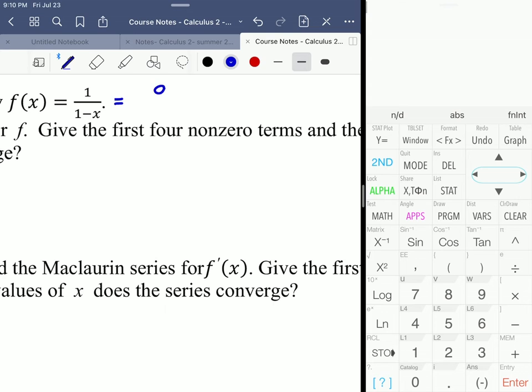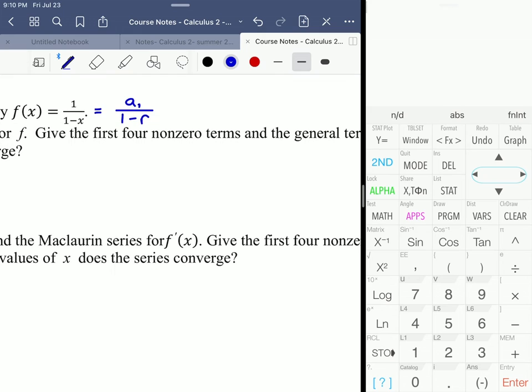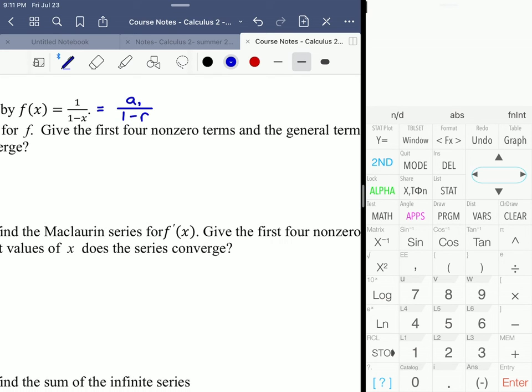All right, so from there we can match this up, and it's tailor-made, pun intended, of course. So a sub 1 over 1 minus r. All right, because remember, power series, that's the umbrella topic that also contains Taylor series and Maclaurin series. So Maclaurin and Taylor are special cases of power series.